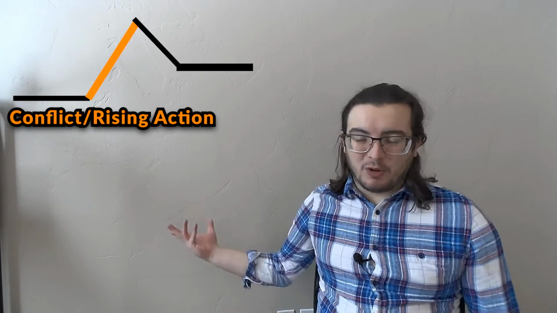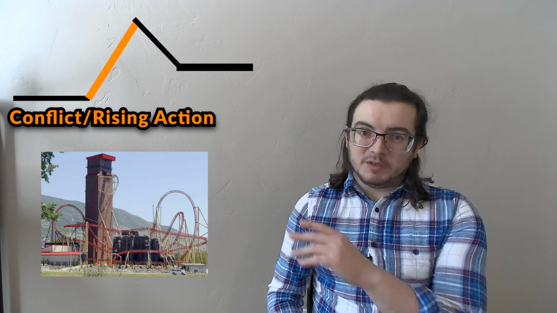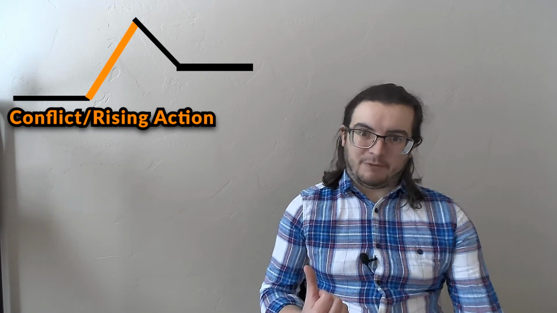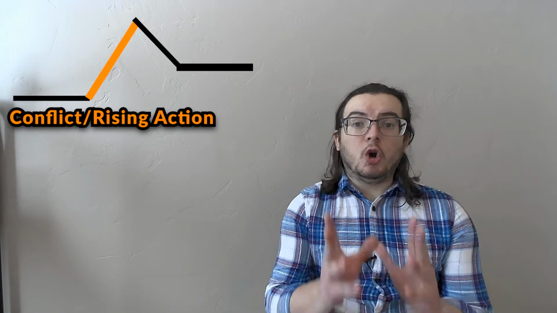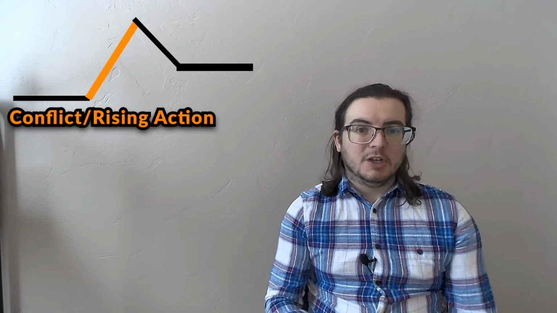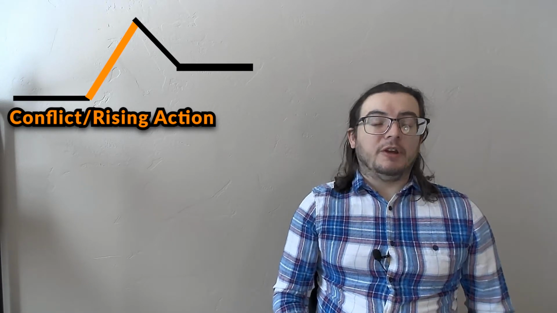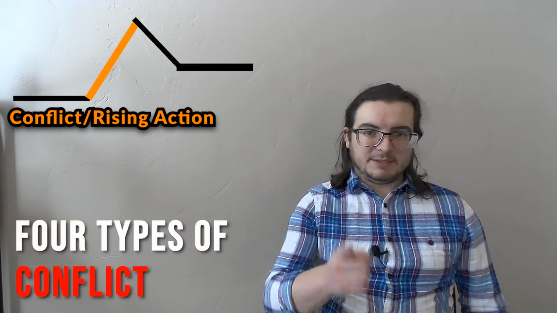Think of it like a roller coaster here. The more the incline goes up and the higher up it goes, the more intense the feeling is afterwards, right? Conflict is so important to the story. It's important that you figure out all the different types so that you know how to make the best story possible. In storytelling, in literature, there are generally 4 different types. Let's break them down really fast.